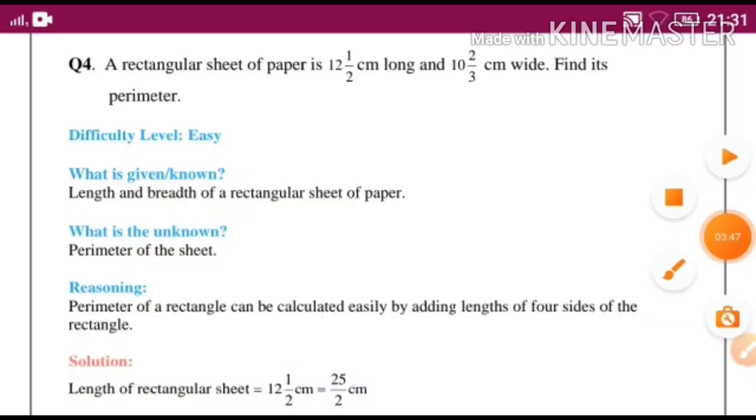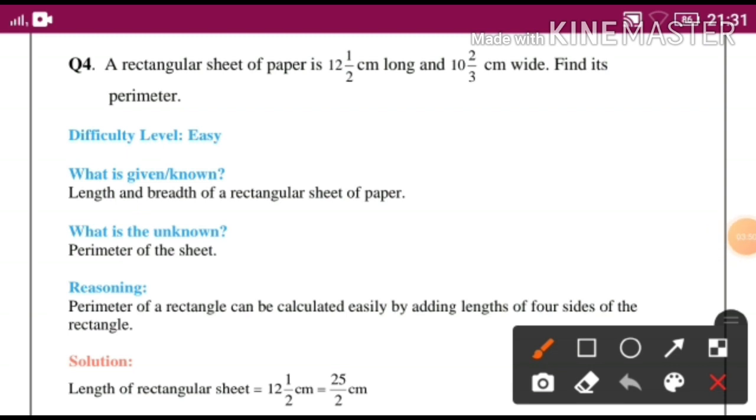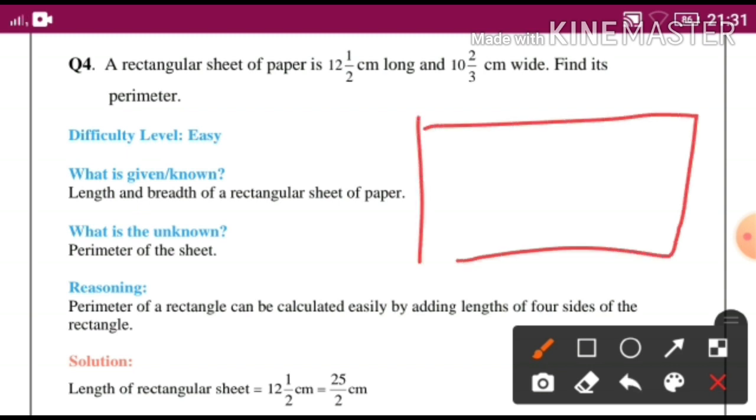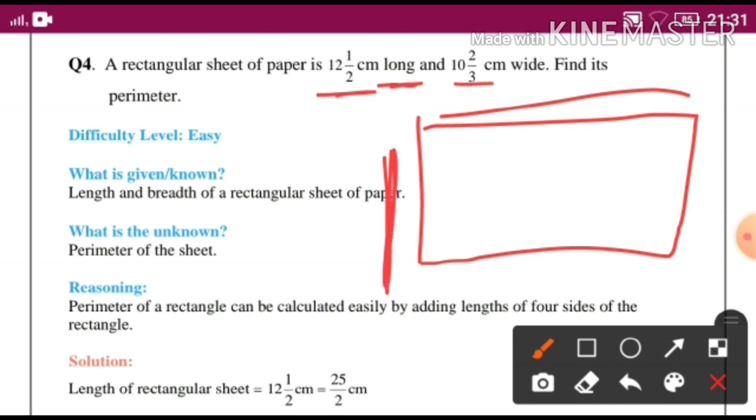Our question number 4 is: a rectangular sheet of paper is 12 1/2 centimeter long and 10 2/3 centimeter wide. Find its perimeter. So there is a rectangular sheet, and it is 12 1/2 long, and this one is 10 2/3. This is the length, and this is the breadth. We have to find its perimeter.